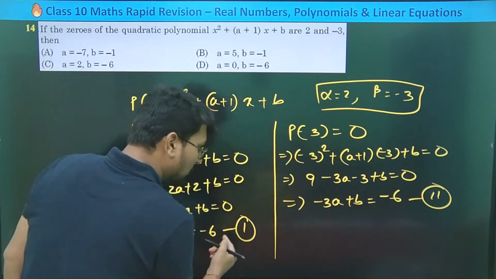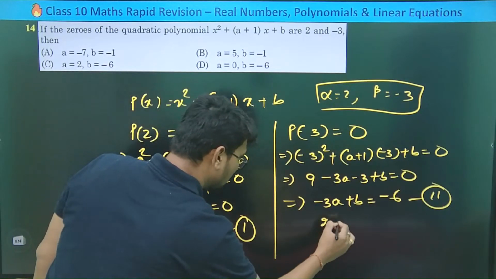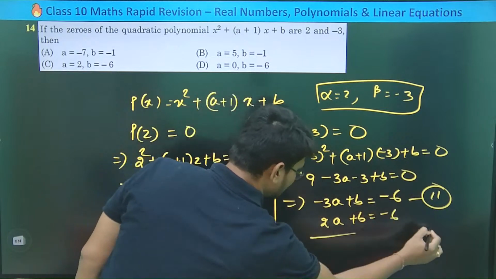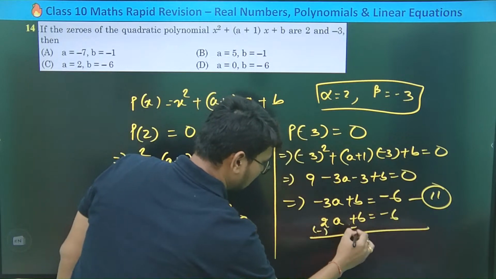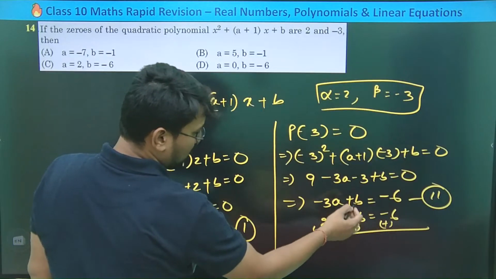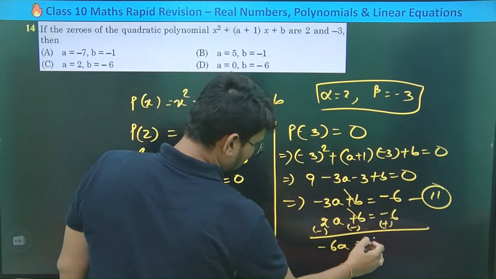I am subtracting 1 from 2, right? 2a plus b equals minus 6. Let us subtract. This is minus, this is plus. Okay? How much is it, children? B will cancel. Minus 6a equals 0.